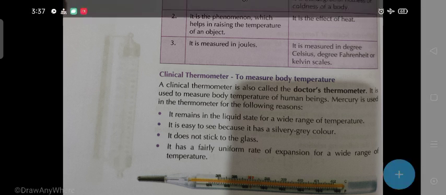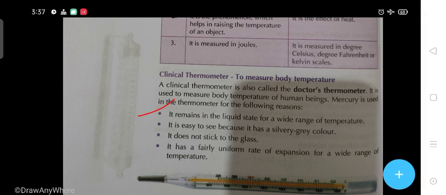Why mercury is used there in that thermometer? Because it remains in the liquid state for a wide range of temperature. Second thing, it is easy to see because it has a silvery gray color. It does not stick to the glass. Then it has a very uniform rate of expansion for a wide range of temperature. So these are the main characteristics and the properties of the mercury. That's why mercury is used in the thermometer.